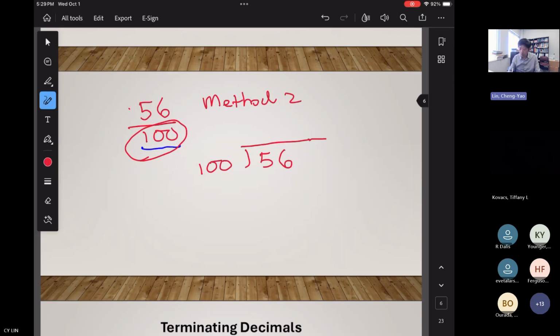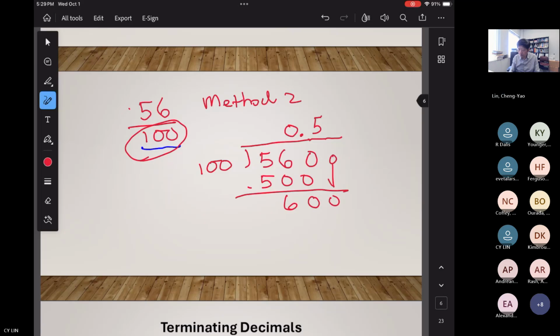So we use long division, put a decimal point, and divide 56 by 100. Then move on to the next place value, that's a 5, so we have 500. Subtract this, 60, and move to the next place value, which is 600, and we have 0.56. Okay.